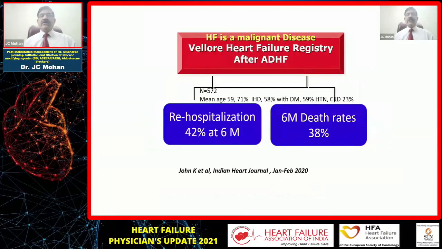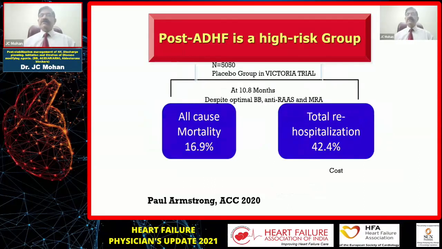Recent data from the Valor heart failure registry, that is an acute decompensated heart failure registry, shows that the 6-month rehospitalization rate is 42% and 6-month death rates are 38%. Horrendous figures which suggest that we need to do something for these post-ADHF patients. A similar kind of data is available from the Western world, and this is looking at the VICTORIA trial, where, of course, the trial essentially was of a post-ADHF, high-risk patient population, and Vericiguat was used.